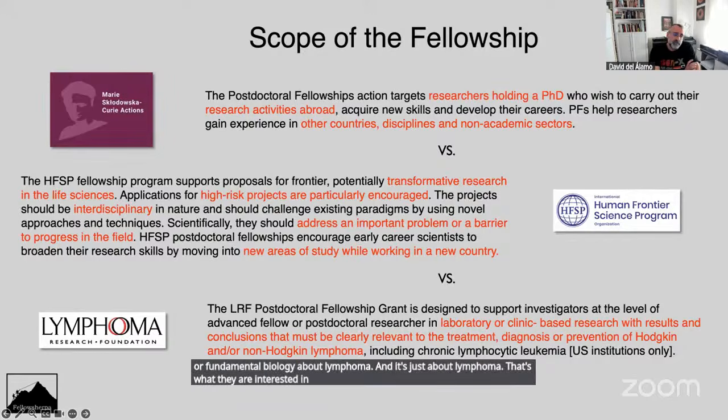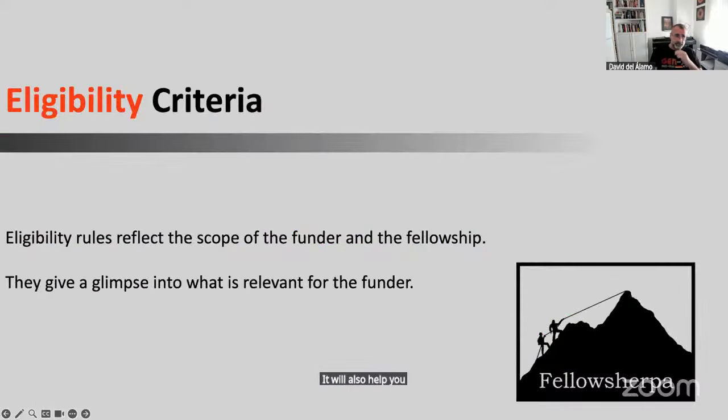That's what they are interested in. And you may work on a different type of blood cancer, and they won't care. That's how it works. Yeah. So you need to understand these things. This not only will save you time, it will also help you write your application. Yeah? Then emanating from these, comes the eligibility criteria.